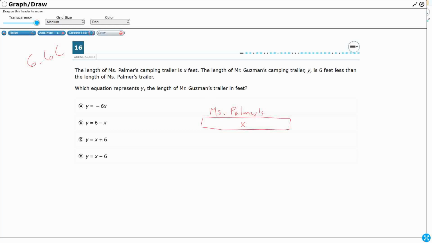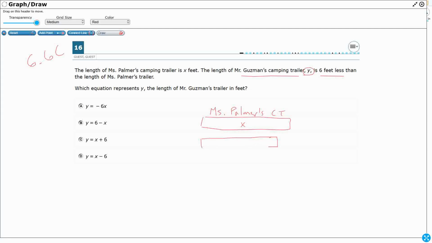All right, so if they tell me it's X feet, I'm going to put CT for camping trailer. If they tell me it's X feet, then let's just draw a bar with an X on it. The length of Mr. Guzman's camping trailer, Y, is 6 feet less than the length of Miss Palmer's trailer. Okay, so Mr. Guzman has a camping trailer. It's labeled Y, and it's 6 feet less.